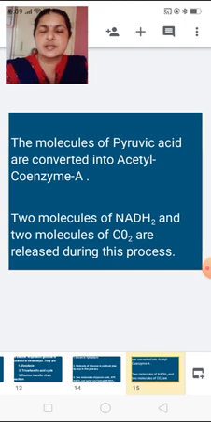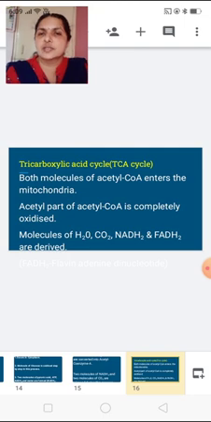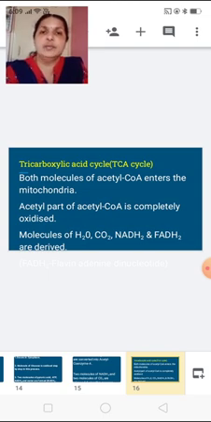So, understood glycolysis? Now let us go to the next step, that is the tricarboxylic acid cycle, or it is called the TCA cycle. In the previous step, glycolysis, we got two molecules of acetyl coenzyme A. So both the molecules of acetyl coenzyme A, where do they go? They enter the mitochondria. The first step, glycolysis, was in the cytoplasm, but this tricarboxylic acid or TCA cycle takes place in the mitochondria.